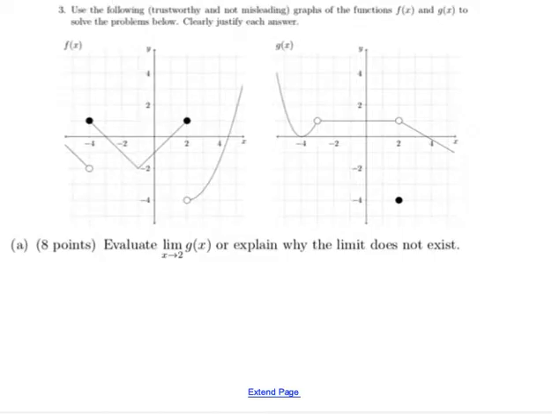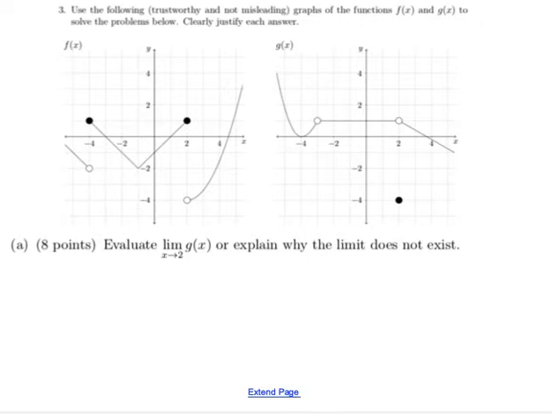Good. Then we got 2, 3, 3. This one should look similar to our group work we did last time. So use the following trustworthy and not misleading graphs of the functions f and g of x to solve the problems below. Clearly justify each answer. Okay. So evaluate the limit as x approaches 2 of g of x, or explain why the limit doesn't exist.